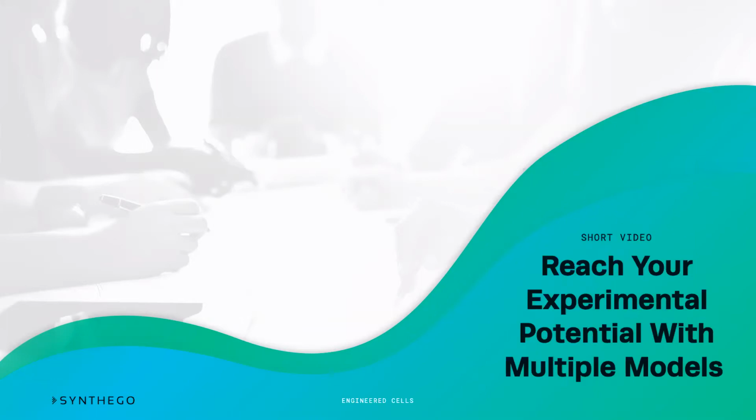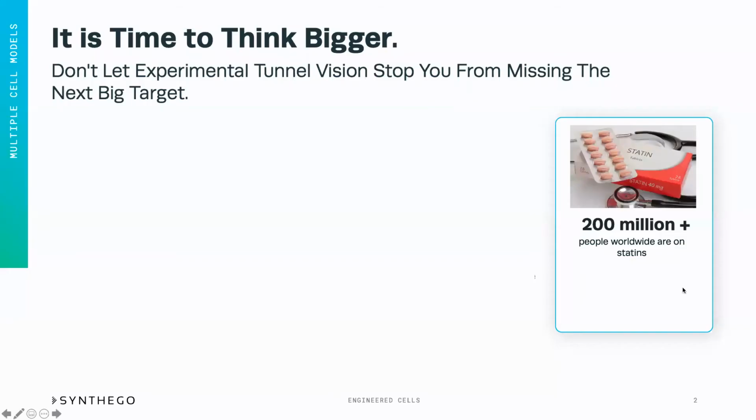Now, one really great story around this is how statins came to life. So statins are drugs that over 200 million people take to lower their cholesterol levels and reduce the incidence of heart disease. Now, how statins were created is a really interesting story on really thinking bigger and not letting that experimental tunnel vision stop us from missing out on critical research.